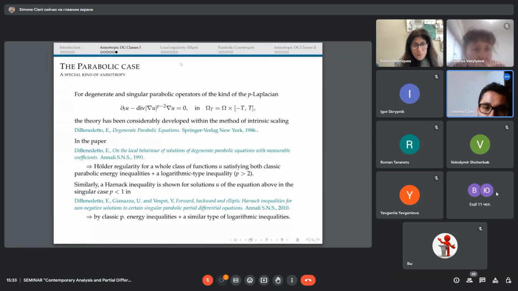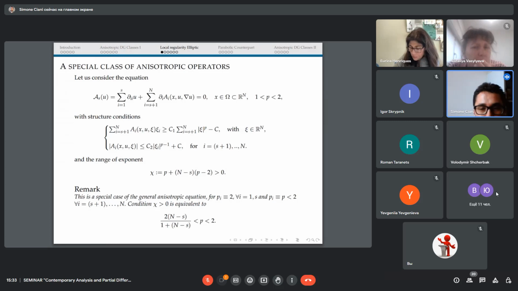The common underlying idea of Di Benedetto is to use a particular geometry which is scaled on the solution itself to accommodate this degeneracy of the equation. Well, we started from this point of view to treat, in a recent work with Igor Skrypnik and Vincenzo Vespri, a special class of anisotropic operators, which are described by the following one.